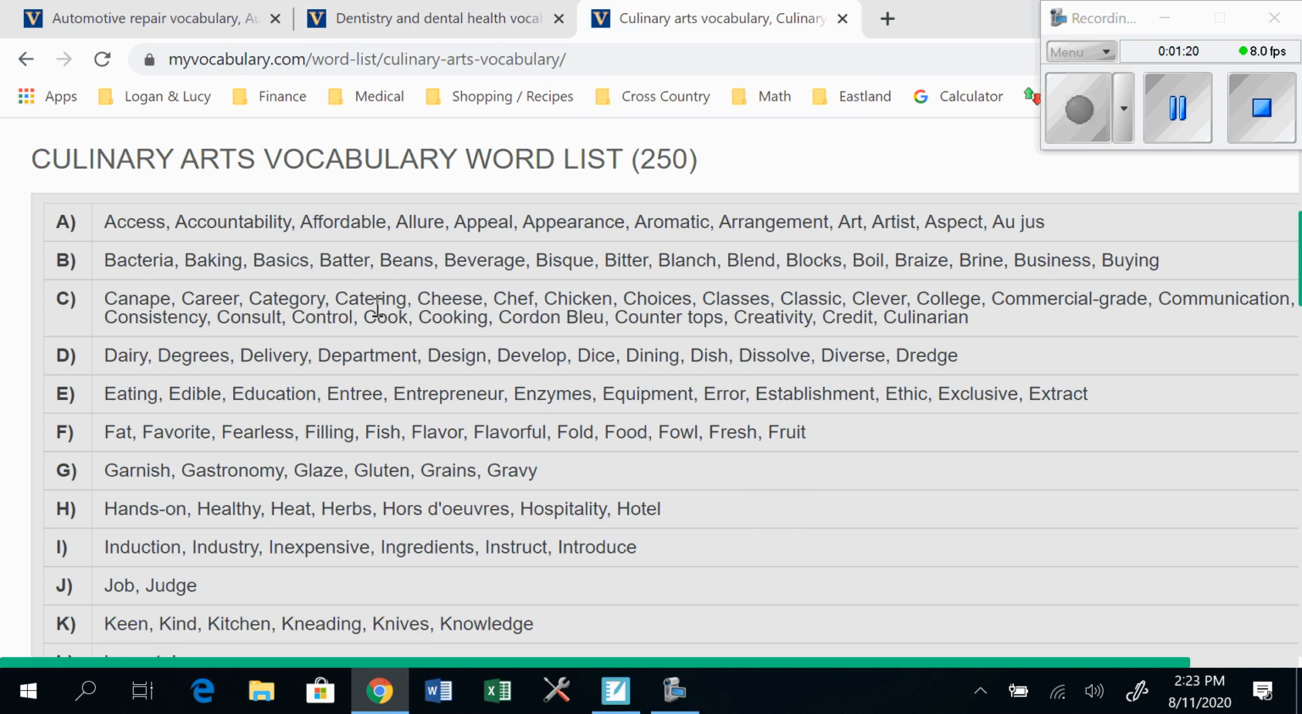Let's do one more. Catering. Culinary arts. Food. I have a general idea of food. I'm sure there's some words on here I don't know. I don't know what au jus is. I've heard of it. Blanch, I don't know, I've heard that word. I don't know exactly what it means. Bisque, okay, I know what that means. Cordon bleu. But at any rate, if you're in culinary arts, you need to learn these words. You're going to use them every day.